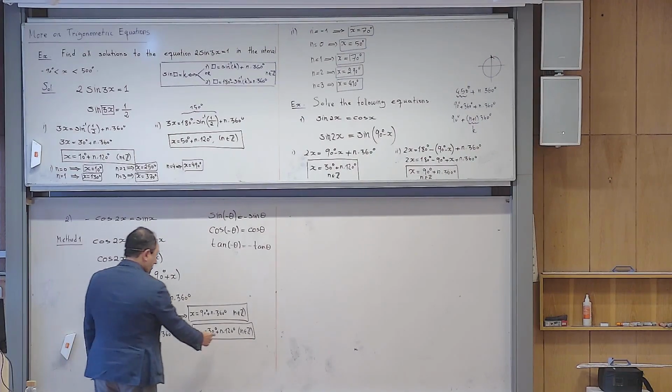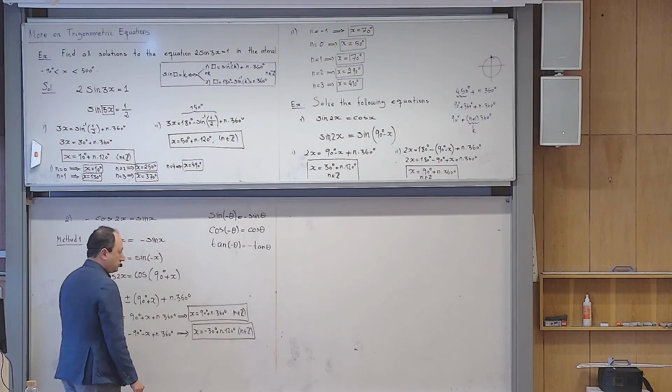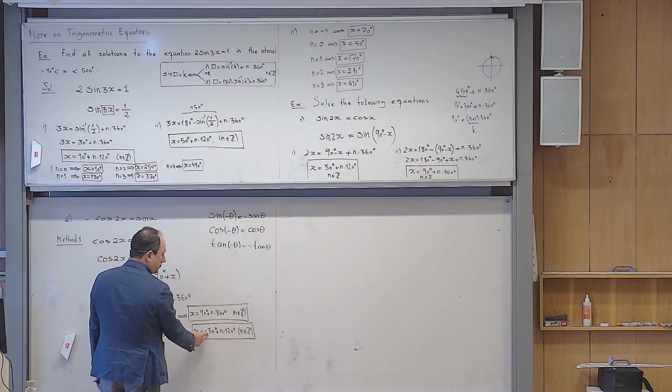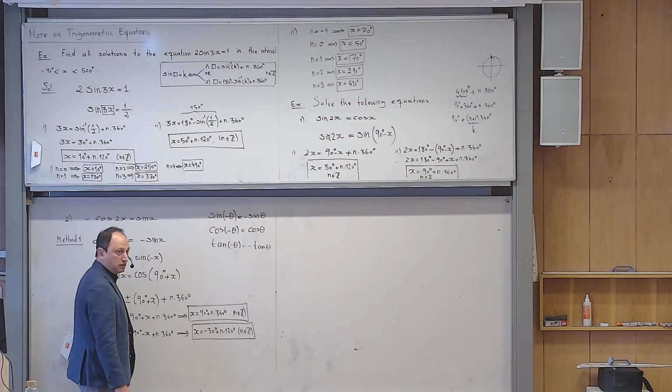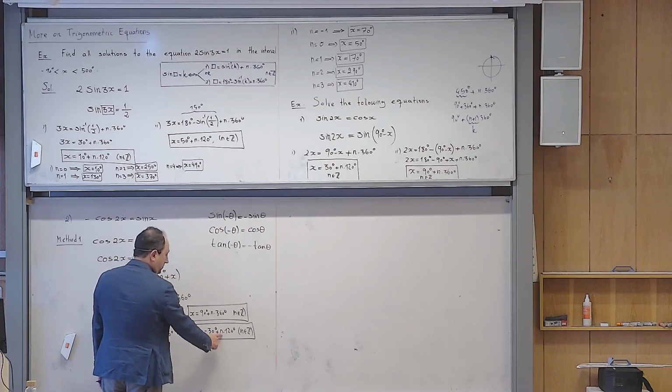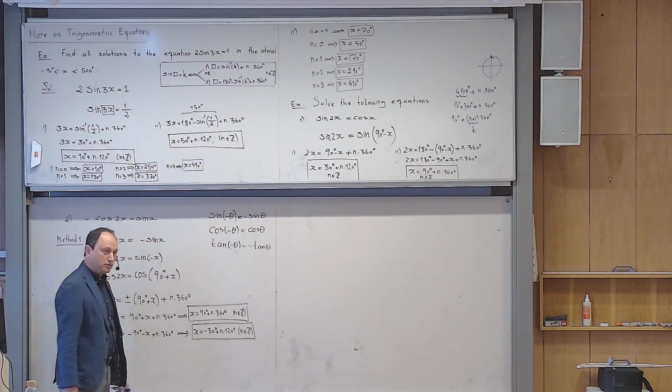Because this is a multiple of 120. Yes, not a multiple of 300. So you can add, for example, if you don't want to have a negative value here, you have to add 120 to it. Yes? So then it becomes 90 degrees plus n times again 120 degrees.